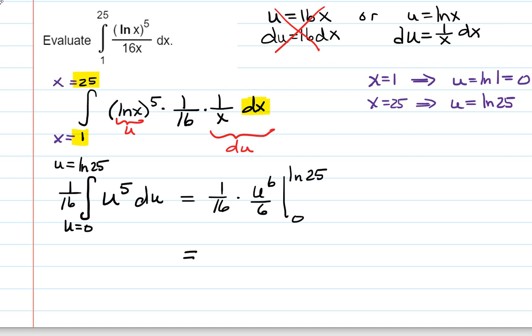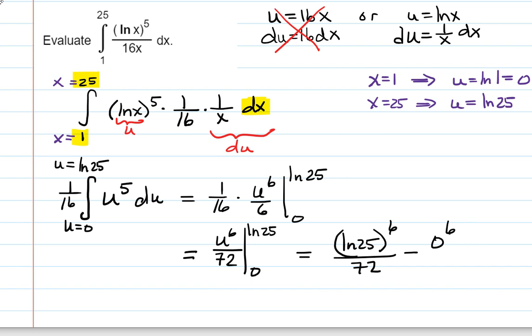Okay, so this is going to be multiplying 1/16 times u to the 6th over 6. We're going to get a denominator of 72. So we have u to the 6th over 72 evaluated from 0 to the natural log of 25. Now that's going to be the natural log of 25 to the 6th power over 72 minus 0 to the 6th power over 72, which of course is just going to be 0, so that's going to go away.